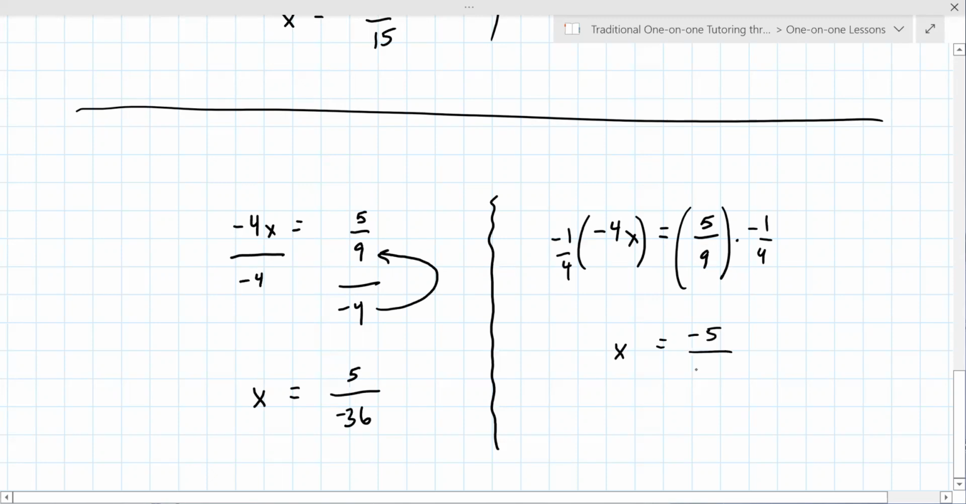Negative 5 over 36. Okay, so both get to the same answer, but there are times when one is better than the other. It's not necessarily that you want to remember the rules, you just want to move forward and say, all right, if I divide, I have to know what to do there. But if I multiply, I know what to do there with the fraction.